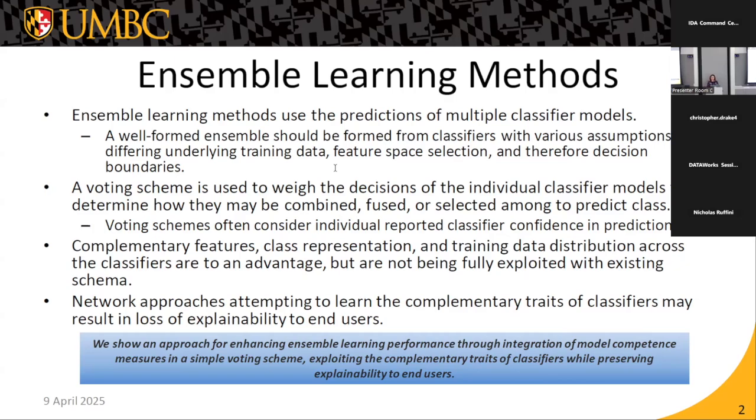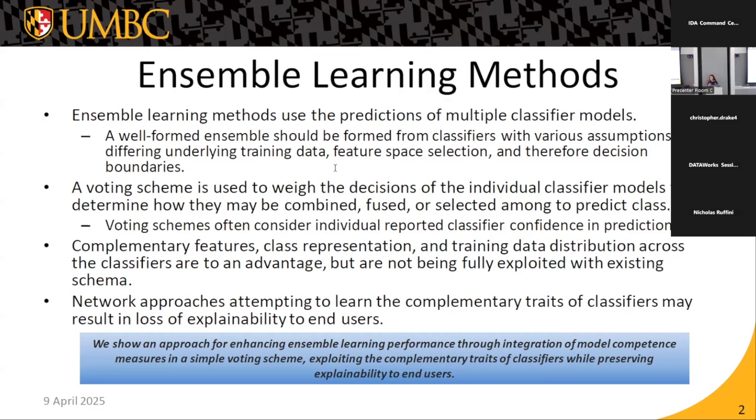And what we're looking at is when you have voting schemes that you use to weigh those individual classifiers' outcomes to get that combined, fused, or selected prediction of class. With voting schemes in general, they often use the posterior confidence to figure out how to weigh the results or how they should select amongst them. And as I said, it really helps to have complementary ways of designing those classifiers. That's a huge advantage when you want to get that ensemble, but there are not really good ways to exploit that complementary nature of the different classifiers in a simple approach that's human understandable.